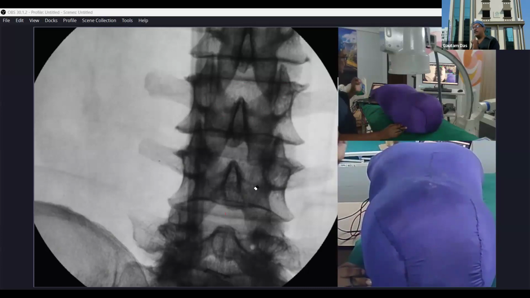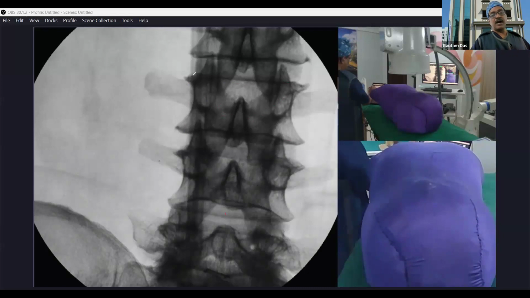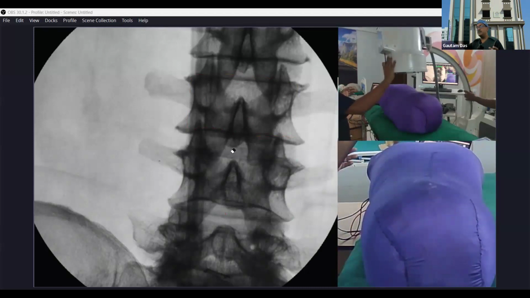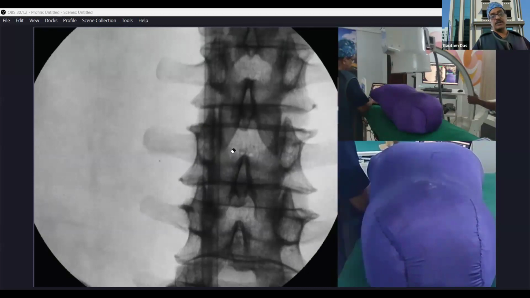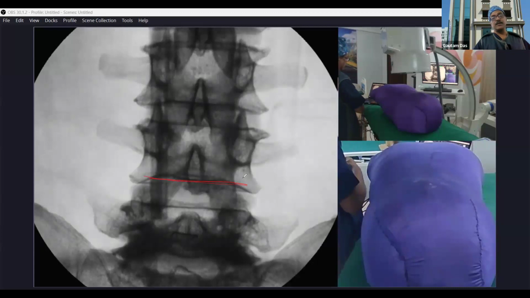And the next step will be making the end plate parallel. If I'm trying to do the procedure at this level, I need not make a craniocaudal tilt. But if I want to do the procedure here at this level, then I need to make a cranial tilt. I'm making a cranial tilt here. Now you see the end plate at this level, at L4-5, is now becoming a single line. So I'm ready to do the procedure at this level also.